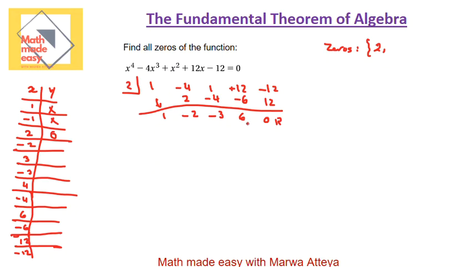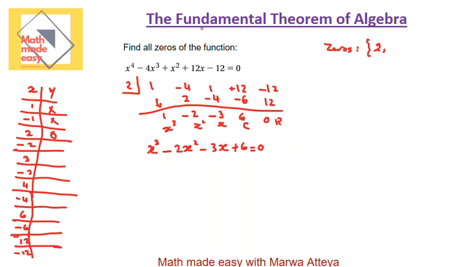This is our remainder, constant, x, x squared, and x cubed. So our quotient is x cubed minus 2x squared minus 3x plus 6 equal to 0. Now, can I solve this in any way? Let's think about it. Is there a common factor? Is there anything I can do? Unfortunately not. So what do we do?